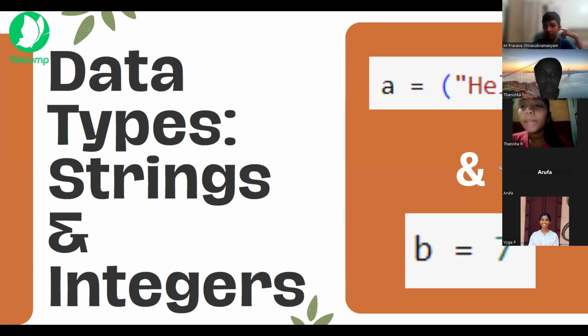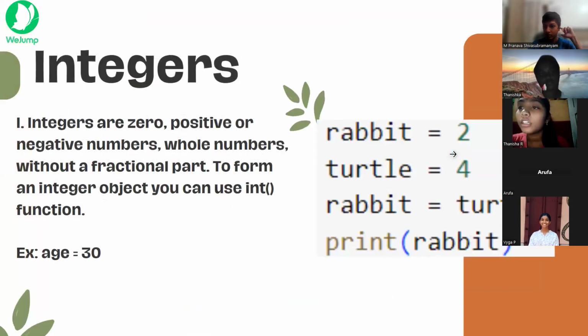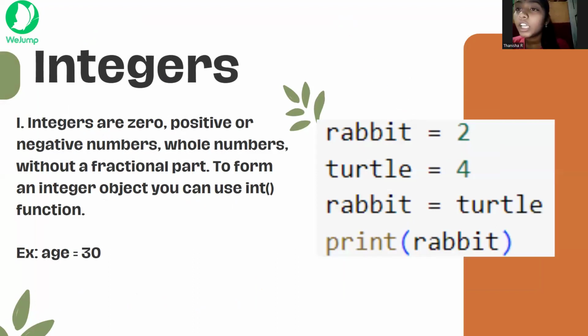Myself Thanishka from Christ School Tandapura. Can you put up the integer topic? Yeah. Can anyone say about integers? You are all familiar with integers, right? Integers are zero, positive or negative numbers, whole numbers without a fraction. Yeah, good. Integers are whole numbers, negative or positive or zero, without fractional and decimal points. It means whole numbers.